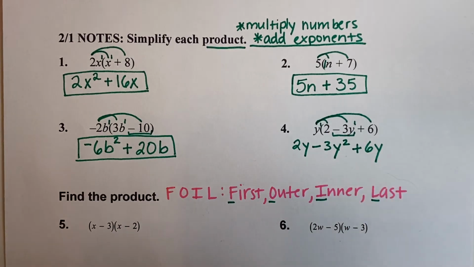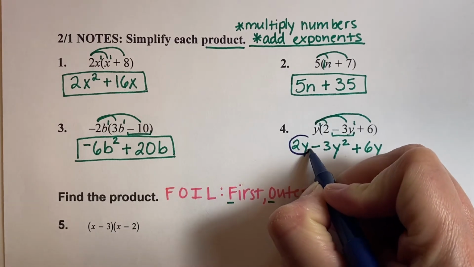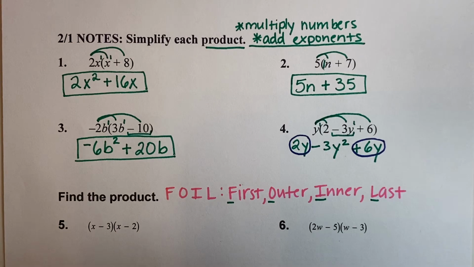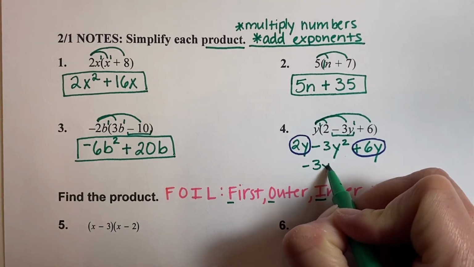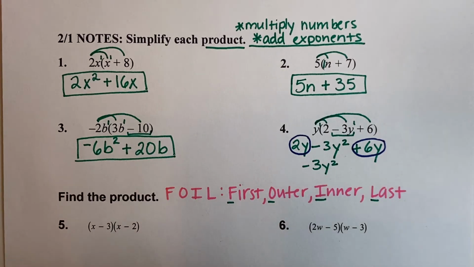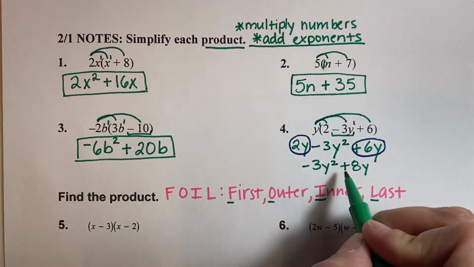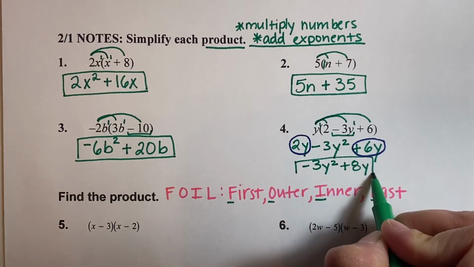6y. And from here, I need to recognize that there are like terms that I can combine. I can combine 2y with plus 6y. So I want to bring down negative 3y squared. When I combine 2y with 6y, I get a plus 8y. And I cannot combine these because these are different exponents. So I'm done here.